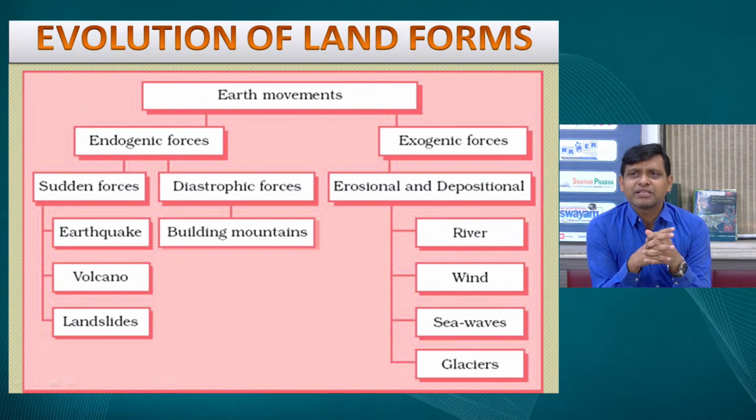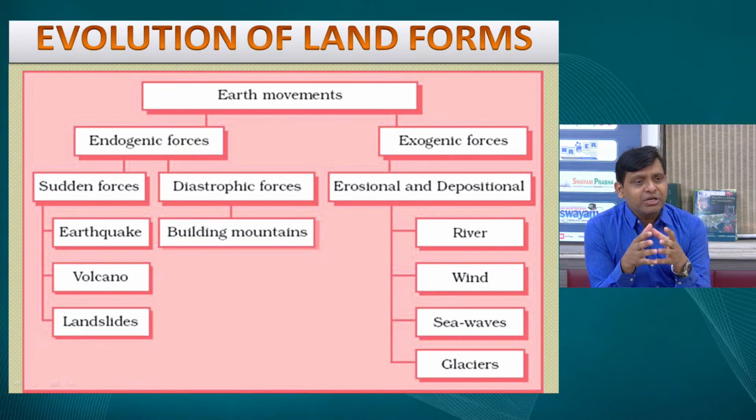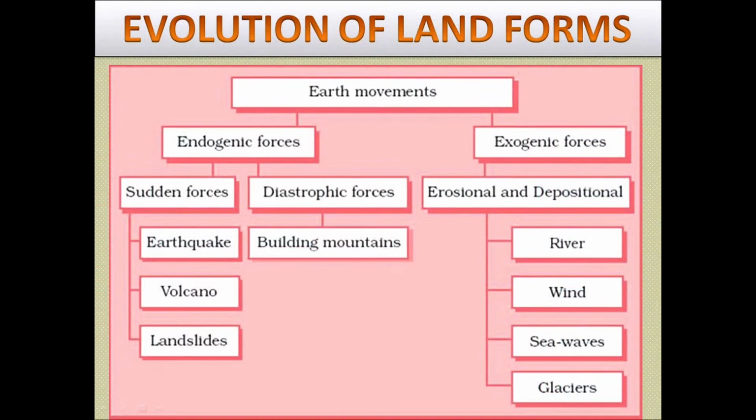Whereas exogenic forces like erosional and depositional features, I just told you that river, wind, sea waves, glaciers form the exogenic forces. So these have led to the formation of the present earth the way we see, and it is because of this only. So broadly we have discussed the two types of forces, namely exogenic and endogenic.